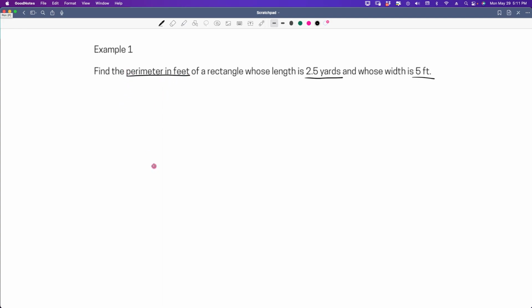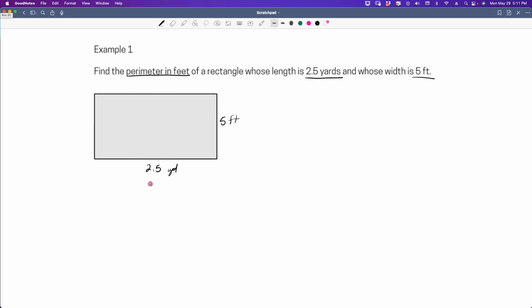So I find it helpful to actually draw out what it is that I am doing. I'm going to draw my rectangle first, and then I'm going to label it. So the length is 2.5 yards. I'm thinking about centimeters to inches, obviously. And then the width is 5 feet.